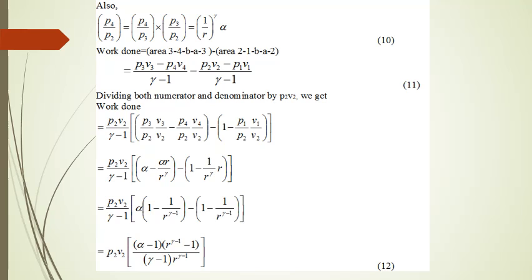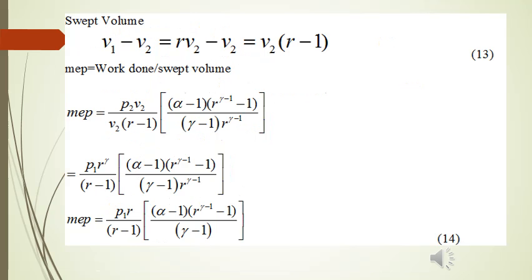What we have done basically over here, we have reduced the entire expression for work done in terms of pressure, volume, alpha, gamma and R. And these pressure terms also we will reduce in terms of P1 V1. And finally we will have the expression in terms of P1, that is initial pressure, alpha, R and gamma. That is what we are going to do.